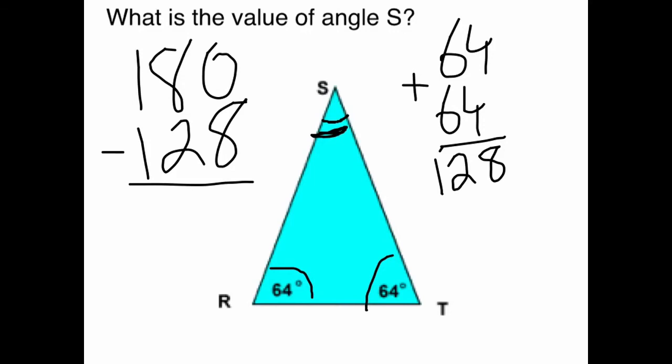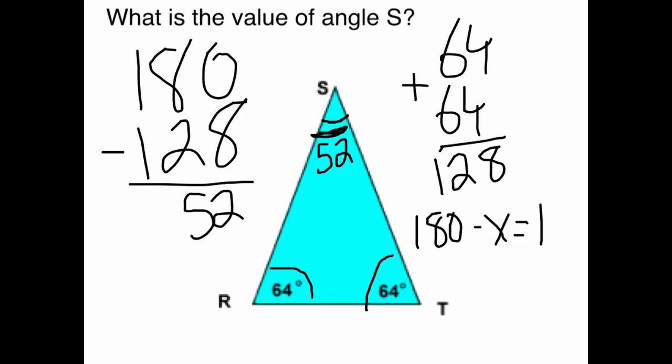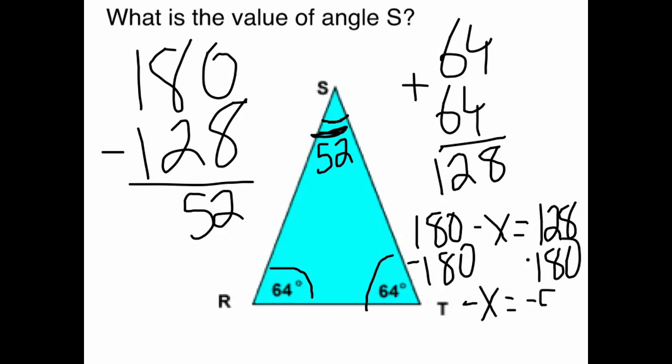If we do that, we're going to come out with 52. So angle S is 52. Now, same deal. If I want to write an equation, I could just do 180 minus x equals 128. And again, if I subtract 180, negative x equals negative 52. If I divide by negative 1, x will equal 52.